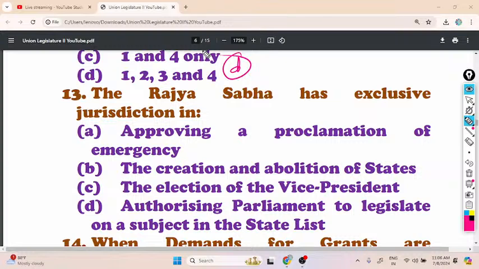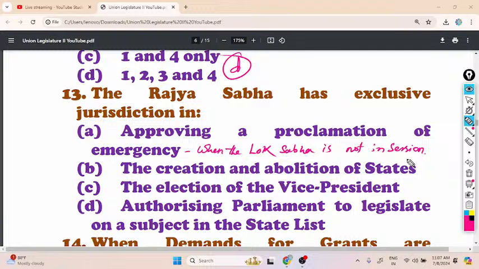The creation and abolition of All India services, and a resolution on the state list, after which Parliament enacts an act. So there are a lot of things that Rajya Sabha can do. Approval of a national emergency when Lok Sabha is not in session. So there are a lot of special powers. Here, approving a proclamation of national emergency is mentioned, but it is not mentioned that it is when Lok Sabha is not in session, which would make it a special power. But approval of proclamation of emergency, when Lok Sabha exists, then both the houses have equal powers. Both have to approve it. So it is not a special power here.